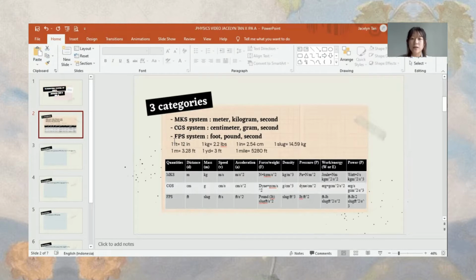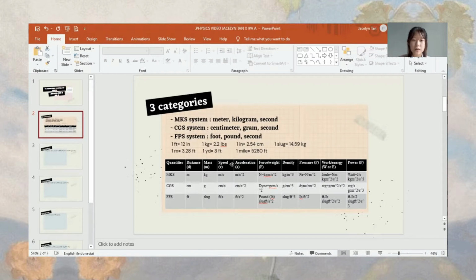So 1 foot is equal to 12 inches. 1 meter is equal to 3.28 feet. 1 kilogram is equal to 2.2 pounds. 1 yard is equal to 3 feet. 1 inch is equal to 2.54 centimeters. 1 mile is equal to 5,280 feet. 1 slug is equal to 14.59 kilograms.